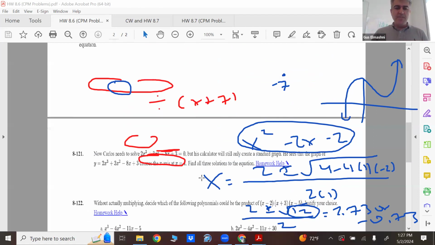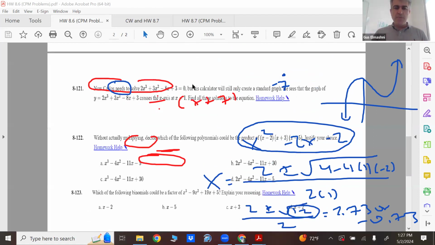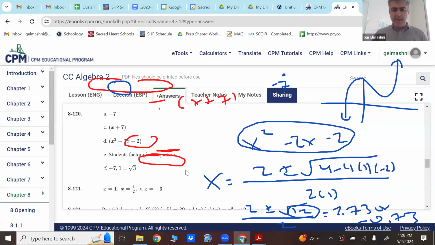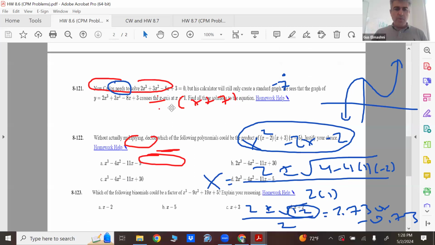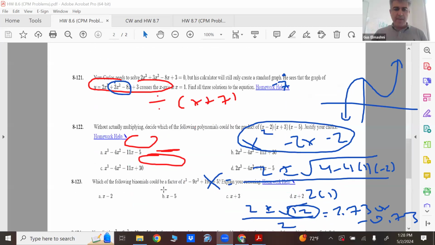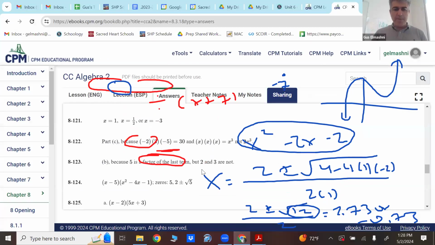Okay. So again, the rest of the answers were right here. Okay, there you go. And then the rest of the homework was what? 121 through 125. Okay, let me just show you the answers, and then I could talk about it if you want me to. I'll make a screenshot of these.